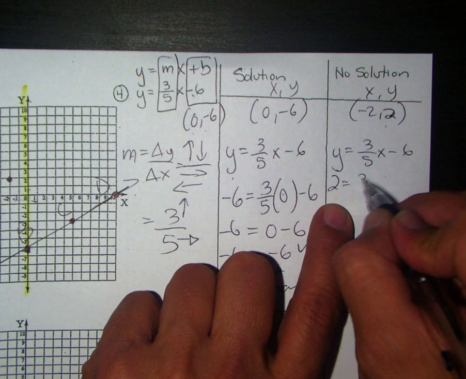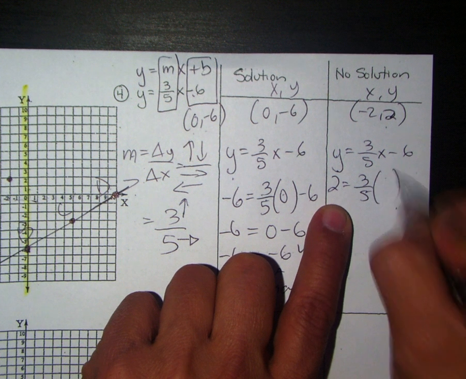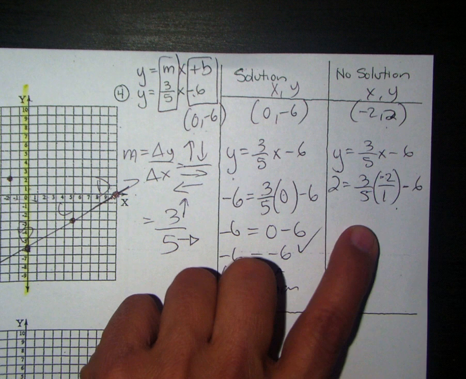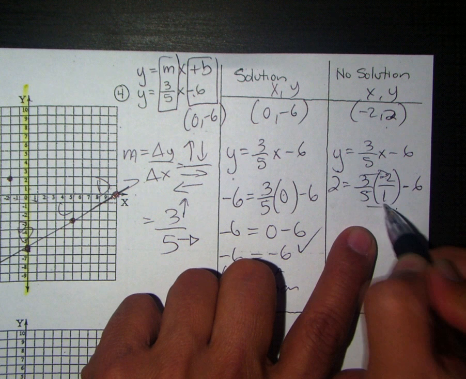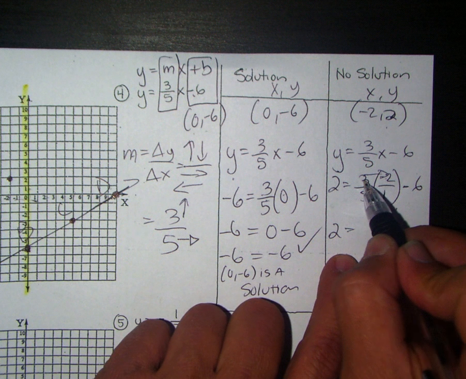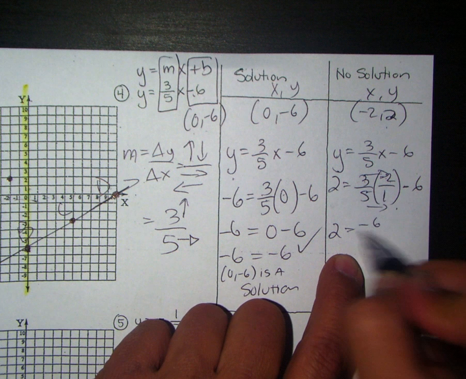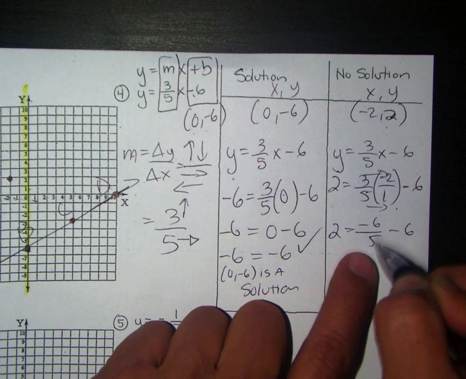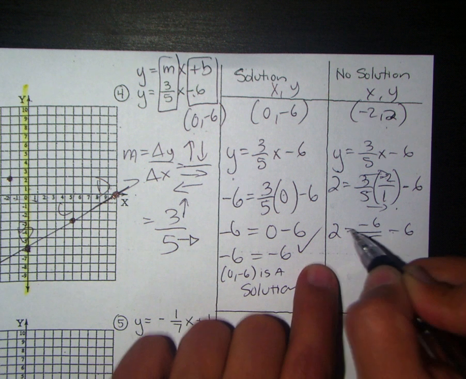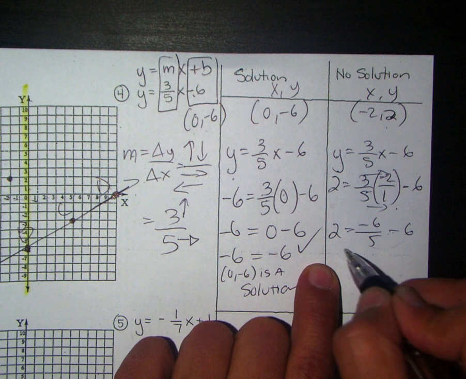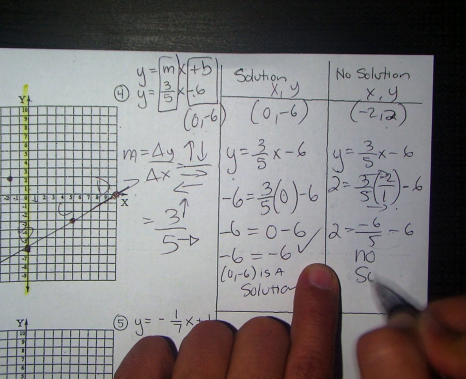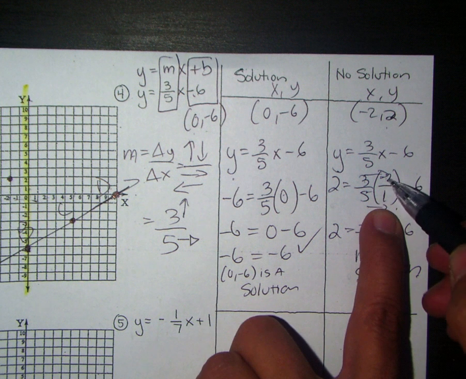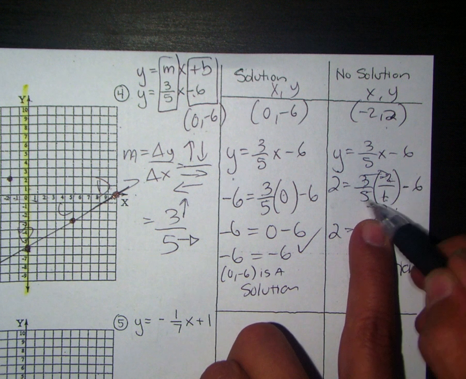2 equals 3 over 5 times x, which is negative 2 over 1, right? So then we just multiply. 2 is equal to, what's 3 times negative 2? That's negative 6 over 5 minus 6. Well, this is kind of like 1 take away 6, so that's not going to equal 2. This cannot equal 2, so no solution. It makes common sense. All you have to do is put over 1 and multiply side by side.